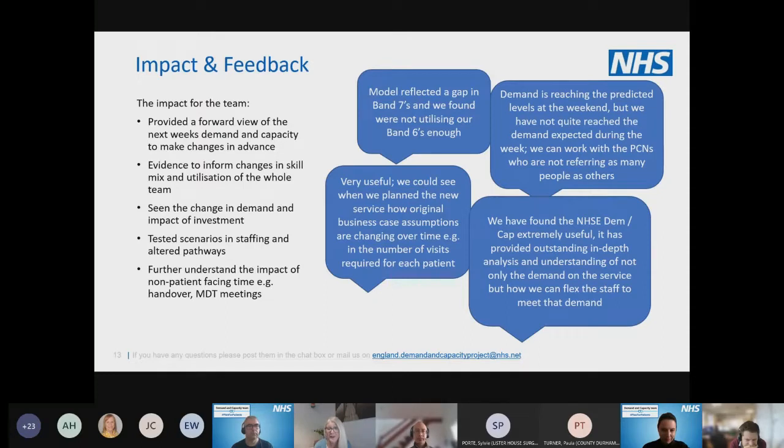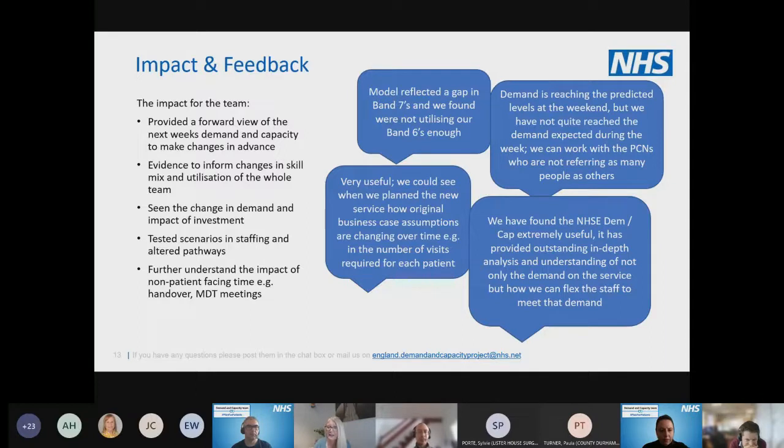And just a little bit of feedback, because obviously when we're testing models with teams, we want to know it's really useful. And they really did like it. They liked the forward view. They were able to have a look and make changes for the next week in terms of staffing. They used it as evidence to inform their changes in skill mix. And actually, when they were recruiting against their business case, where they had received the funding, they actually changed some of the skill mix within the money that they had because of the modelling.